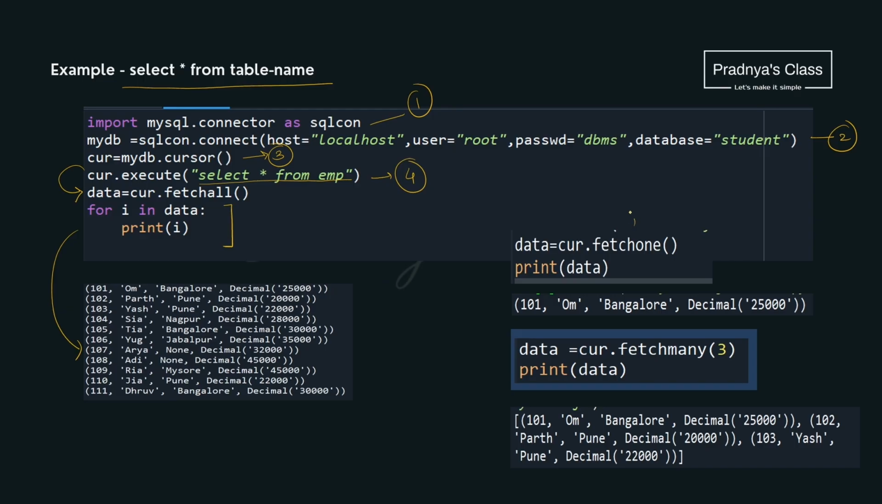If you want to fetch one record, you can use fetch one. If you want a specific number of records, that also you can write. We have mentioned 3, that's why we are getting 3 records. I would suggest to write these steps on paper and practice it. Ultimately, you have to write it in the exam.